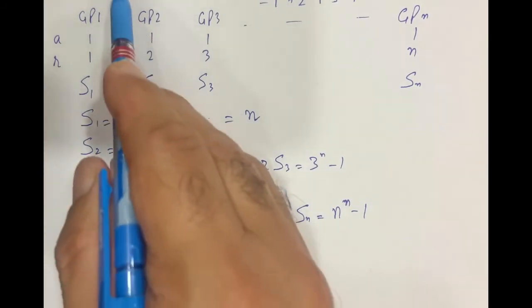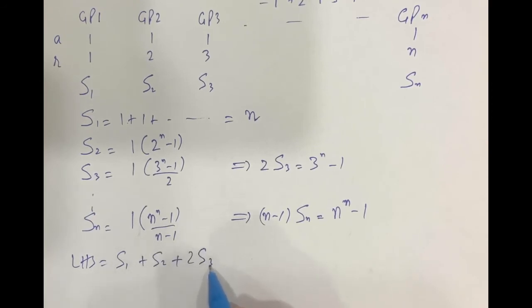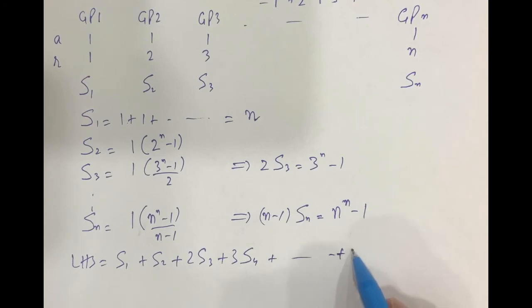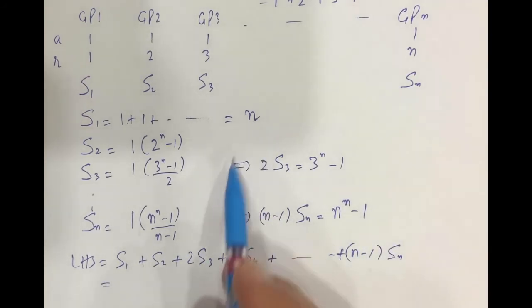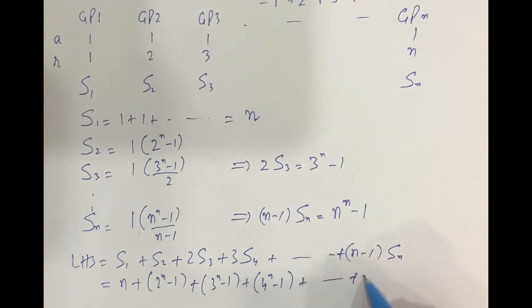Now we substitute values in the left hand side. Left hand side is S1 plus S2 plus 2 times S3 plus 3 times S4 and so on up to (n minus 1) times Sn. S1 is n. S2 is 2 raised to n minus 1. 2 times S3 is 3 raised to n minus 1. Similarly, this will be 4 raised to n minus 1 and so on. This is n raised to n minus 1.